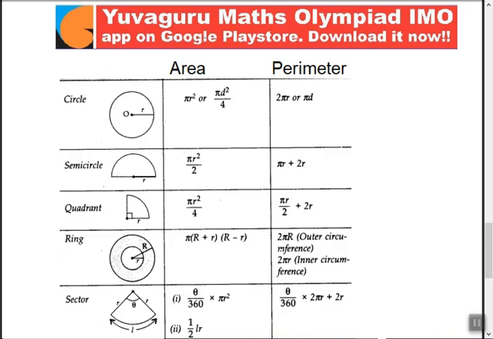Okay, few areas and perimeter formulae. Circle: pi r square, or r is what? d upon 2, so d square upon 4 it will become, right? Perimeter is circumference, 2 pi r or pi d. Semicircle, half of everything above, pi r square by 2, and this pi r plus 2r, right?